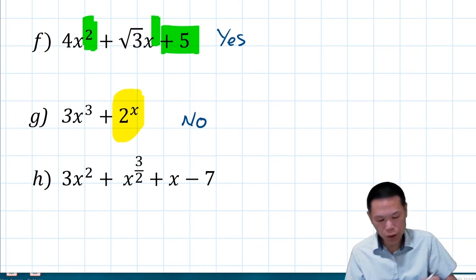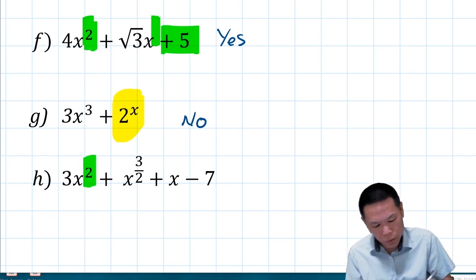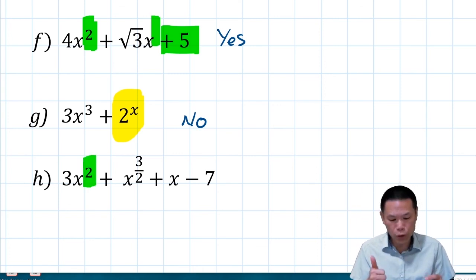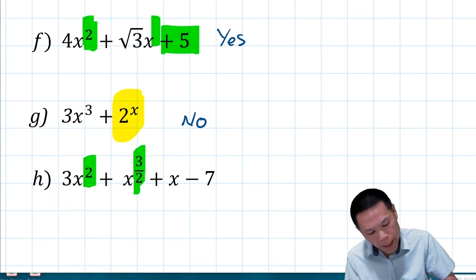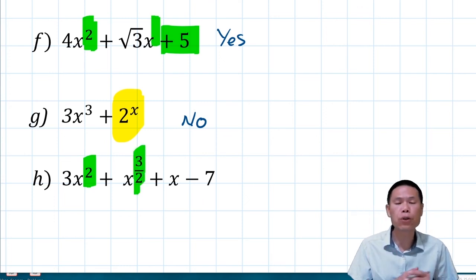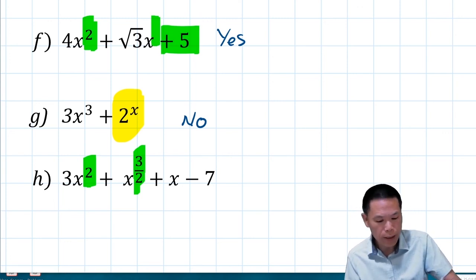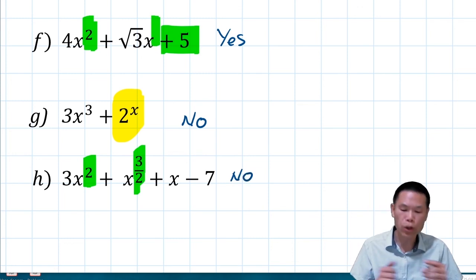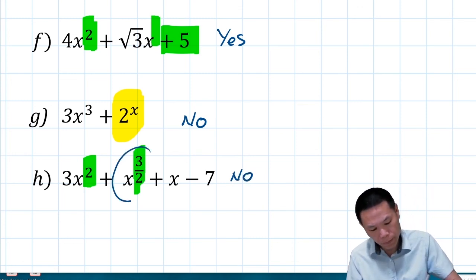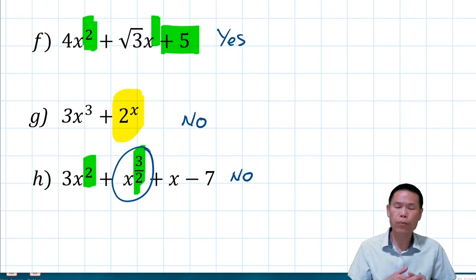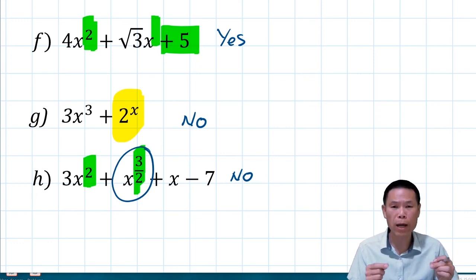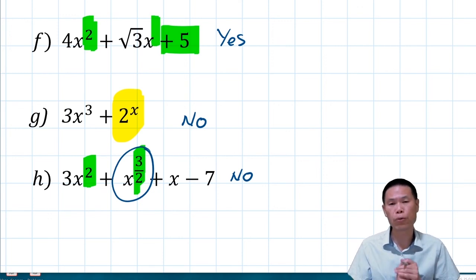Now, last expression here. We have 3x to the power of 2, which is good. But then we have x to the power of 3 over 2. So it's a fraction. So therefore, it's not a polynomial, okay? So, no, it is not a polynomial because of x to the power of 3 over 2. Remember, in a polynomial, x must be a power of a whole number. In this case, because x is to the power of a fraction, therefore it is not a polynomial, okay?